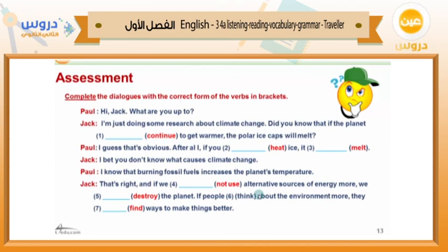Now let's do the final assessment for today, and we complete the dialogues with the correct form of the verb in brackets. So we have verbs in red in brackets. We need to change them.